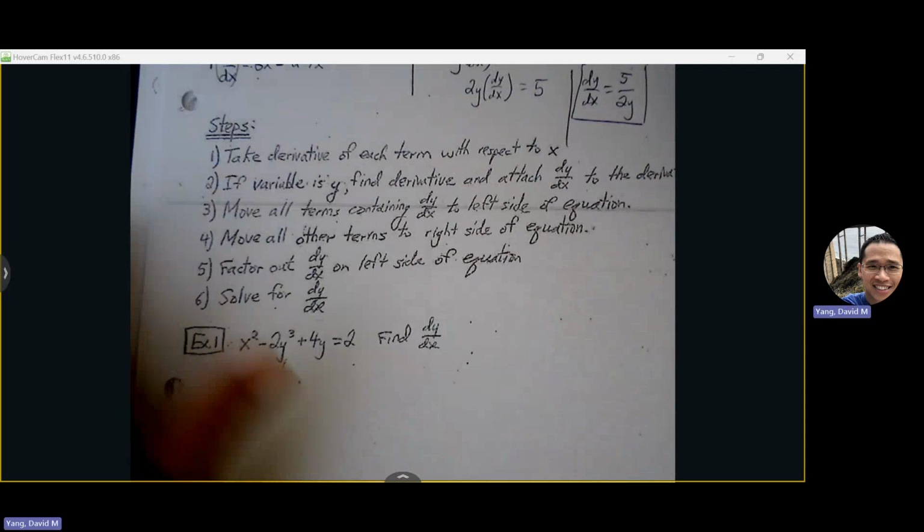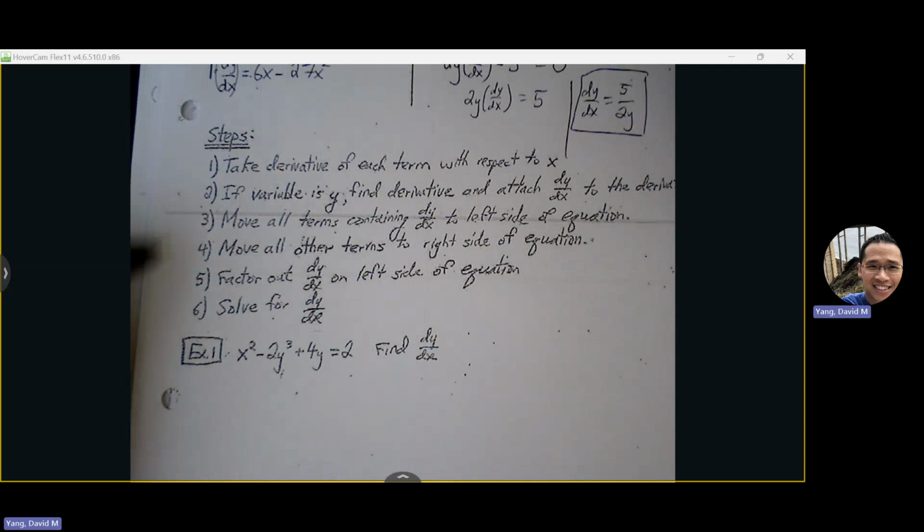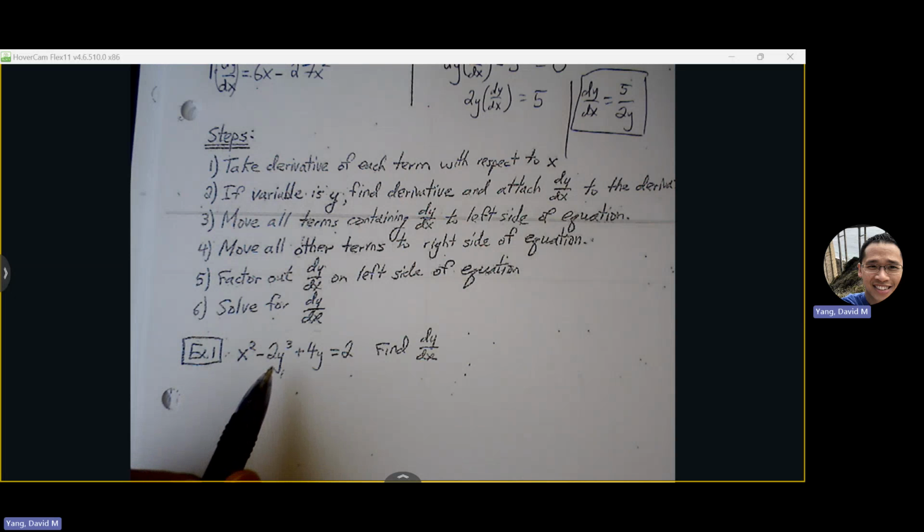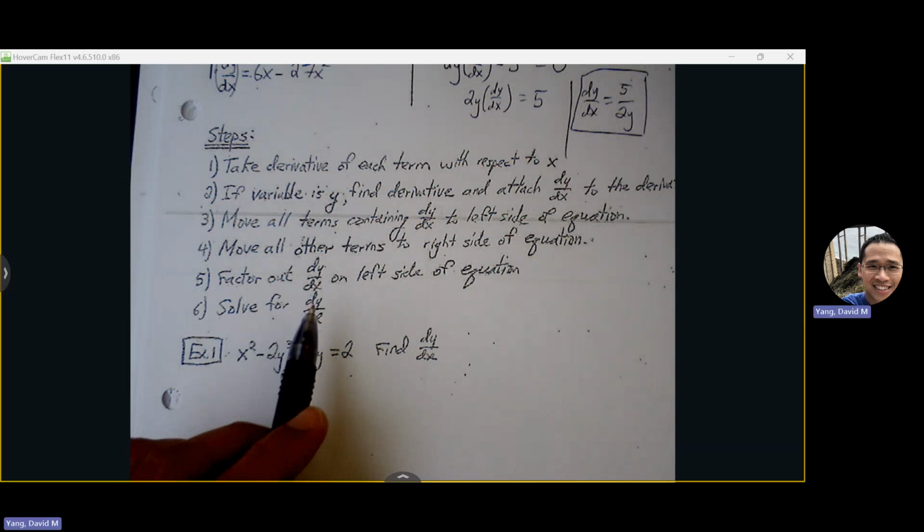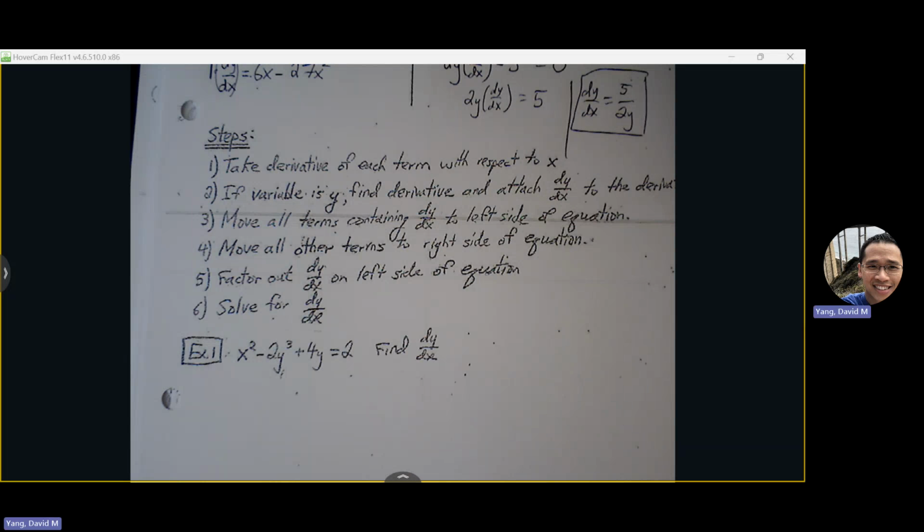Okay, so let's do some more examples here. These are the steps that we just talked through. We just find the derivative. Every time we come across y's derivative, we need to multiply by dy dx. And then after that, we're just adding and subtracting to eventually get that dy dx variable by itself.